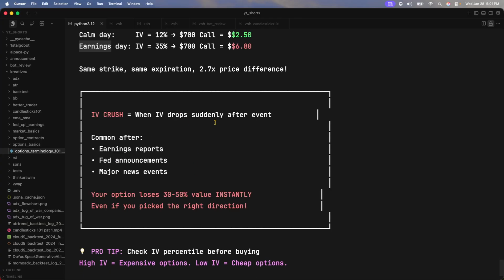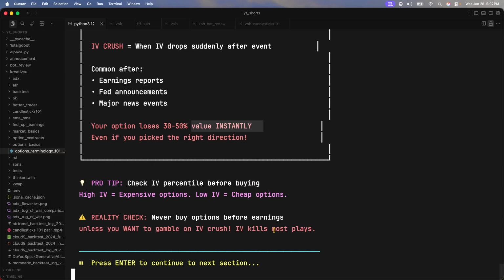Now, IV crush is when IV suddenly drops after the event. This commonly happens after earnings reports, the Fed announcement, or any major news. Your option loses 30 to 50% of its value instantly, even if you pick the right way. That's why I don't trade these events, bro.